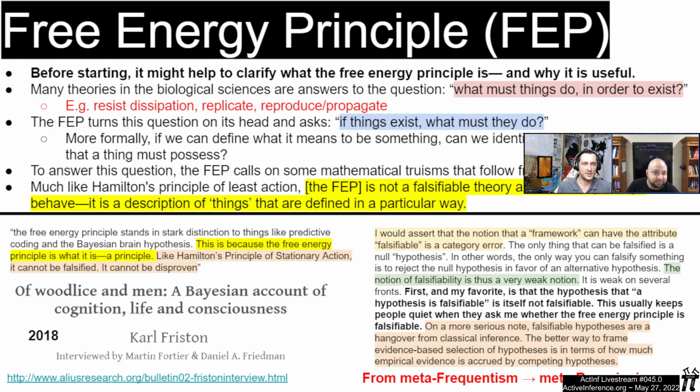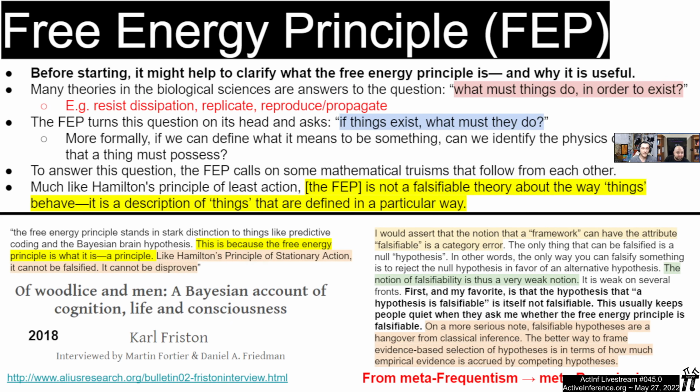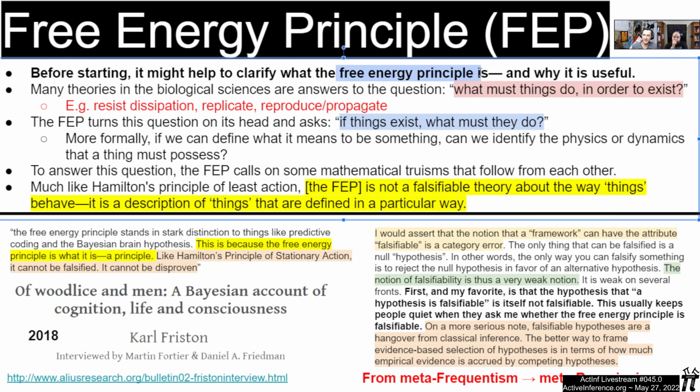Awesome. So, still in the introduction, the authors write, Before starting, it might help to clarify what the free energy principle is and why it is. Big question alert. Many theories in the biological sciences are answers to the question, what must things do in order to exist? So if you asked somebody, what does something have to do in order to exist? Some answers could be like, well, it has to resist dissipation, it has to replicate, or it has to reproduce or propagate some way. Like there's stuff it has to do to be there.